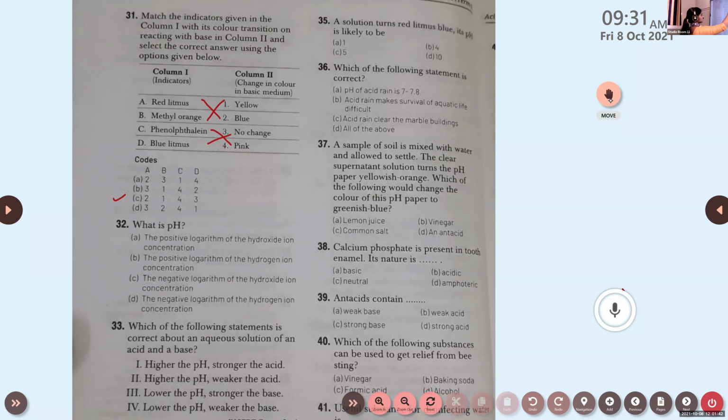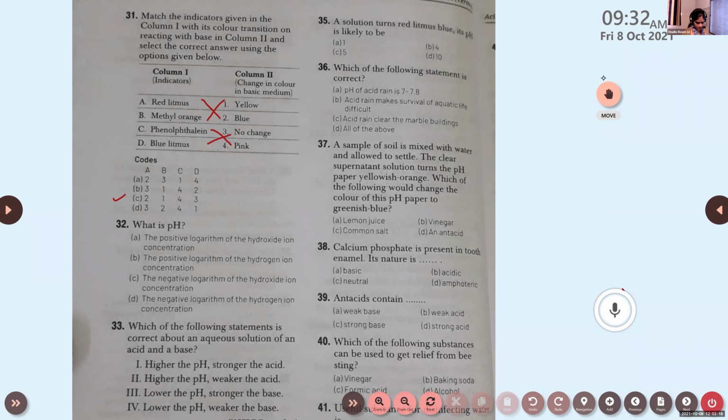What is pH? Option A, the positive logarithm of the hydroxide ion concentration. Option B, the positive logarithm of hydrogen ion concentration. Option C, the negative logarithm of hydroxide ion concentration. Option D, the negative logarithm of hydrogen ion concentration. Which is the correct answer? Hydrogen ion. Option B, the positive logarithm of hydrogen ion concentration.